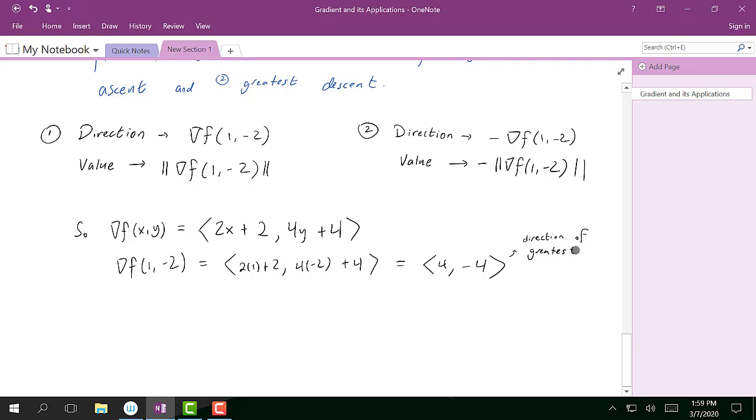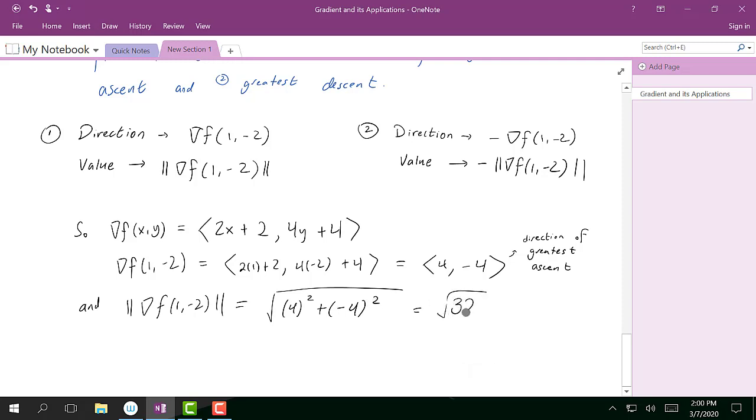Direction of greatest descent. And then what we're going to get for the value is going to be the magnitude of this gradient vector. So what we get is, take the magnitude of the vector 4, minus 4. We get 4 squared plus minus 4 squared. It's going to be the square root of 16 plus 16, square root of 32. Again, 32 is 16 times 2. So we get 4 root 2.